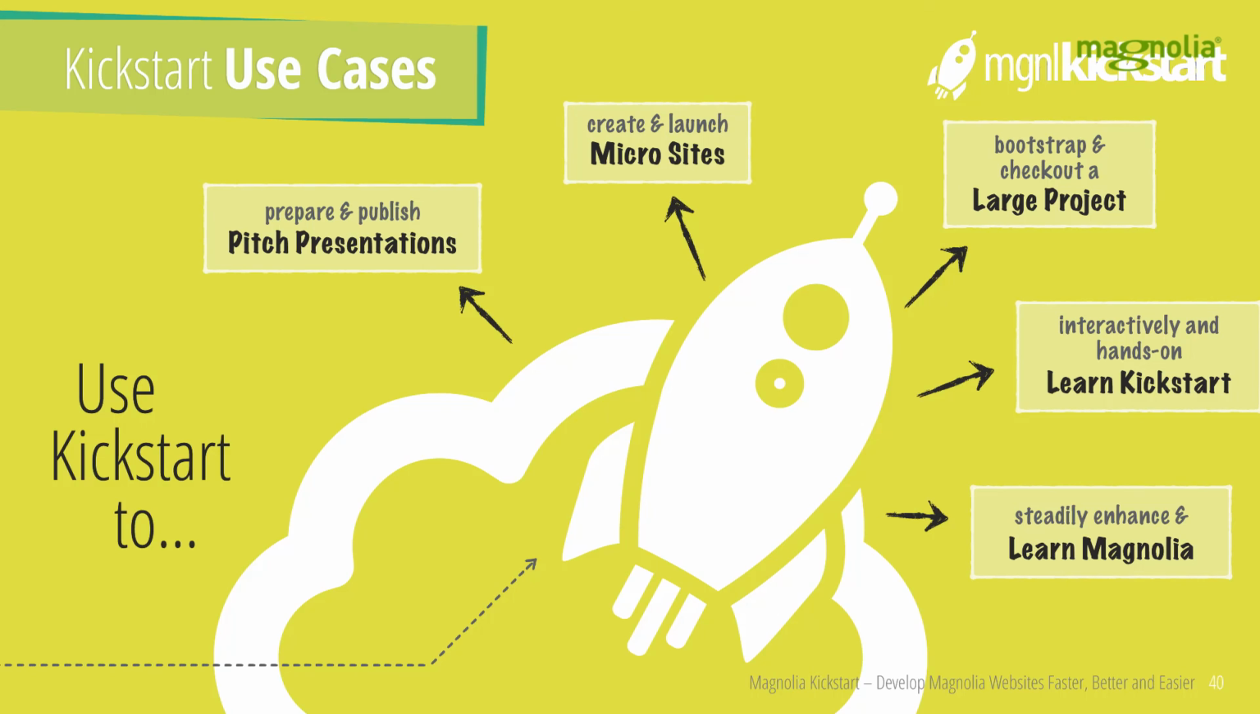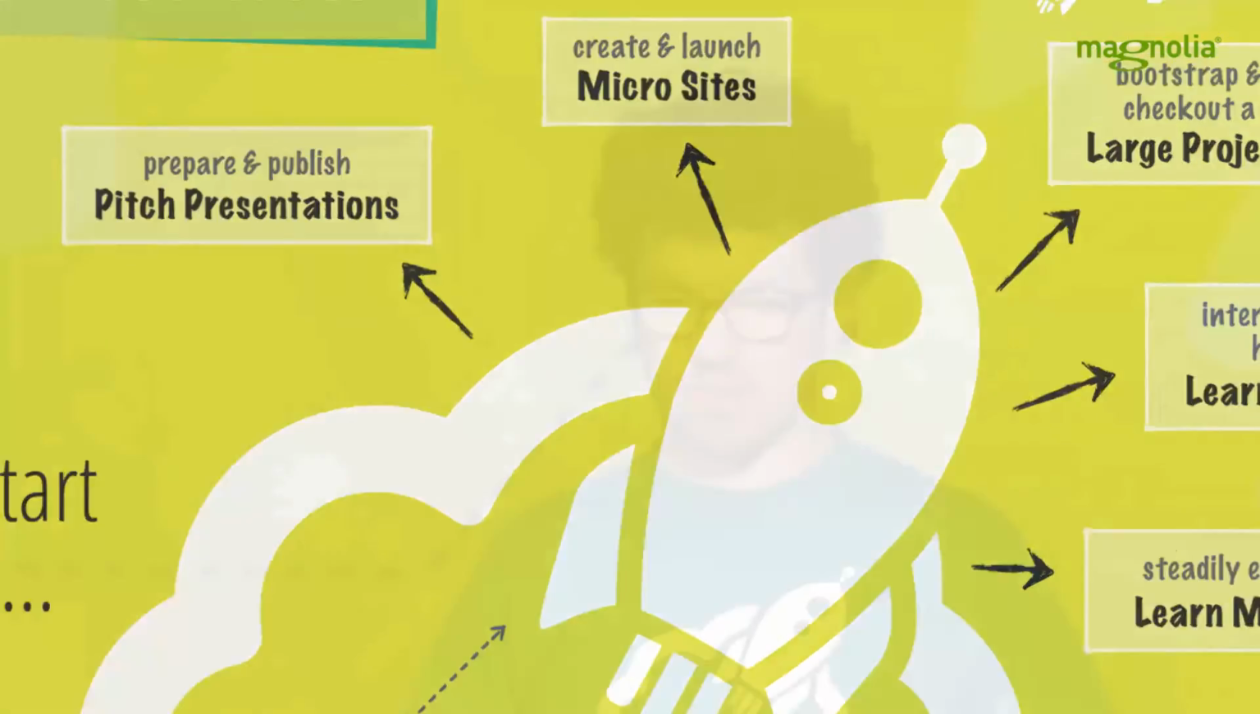So for example, if you're preparing for pitch presentations, you can really use the Kickstart cloud to prepare for the pitch in just, say, a few hours. But you don't have to set up a full-blown Magnolia instance. Or to create and launch microsites or landing pages, something like this.